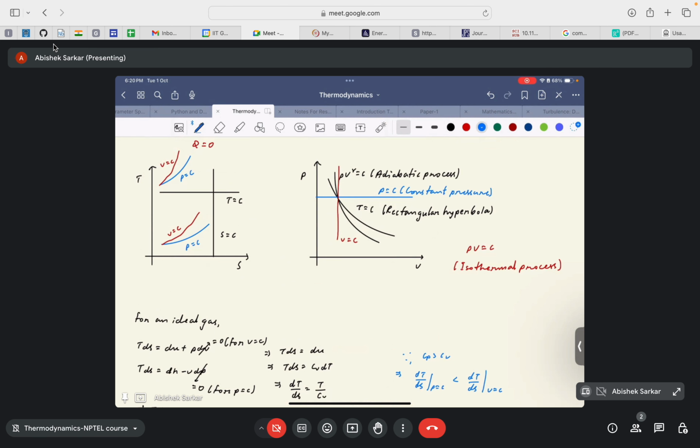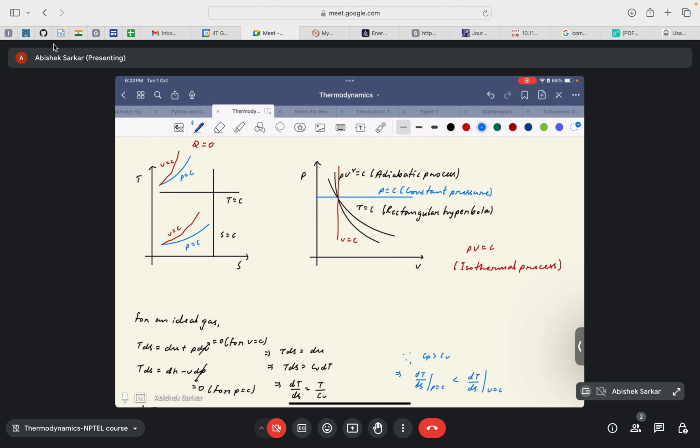We will see that these kinds of plots come into the picture when we are considering the diesel cycle. The diesel cycle constitutes both a constant pressure and a constant volume process. So we want to know how to distinguish these two plots, which of the two would have a higher slope. From this, you can easily tell that a constant volume process would have a higher slope compared to a constant pressure process in a TS diagram. Only for a TS diagram.